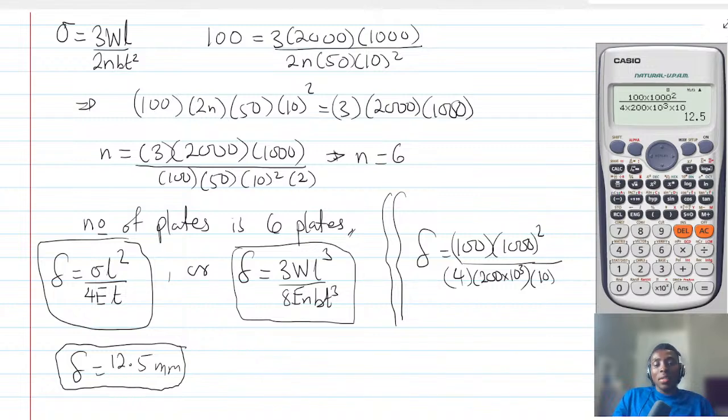So essentially, you can use either of them depending on what you have, but you still get the same results. You could have also used the other one, but still you get the same results. Let's look at this question.